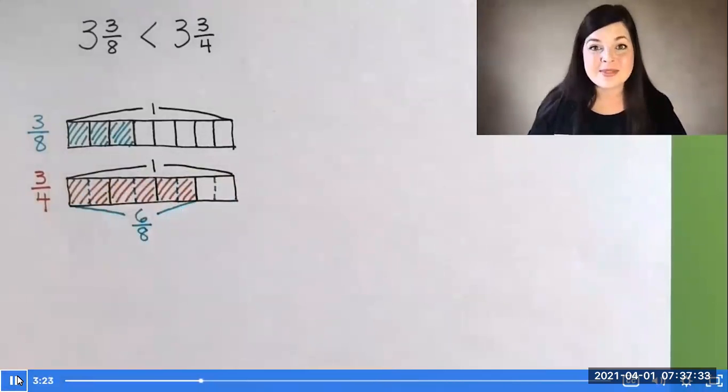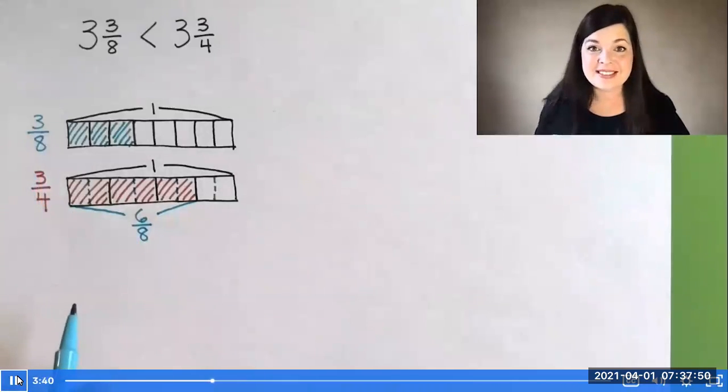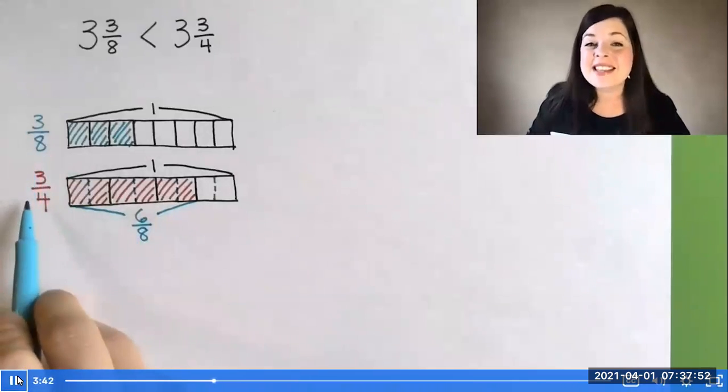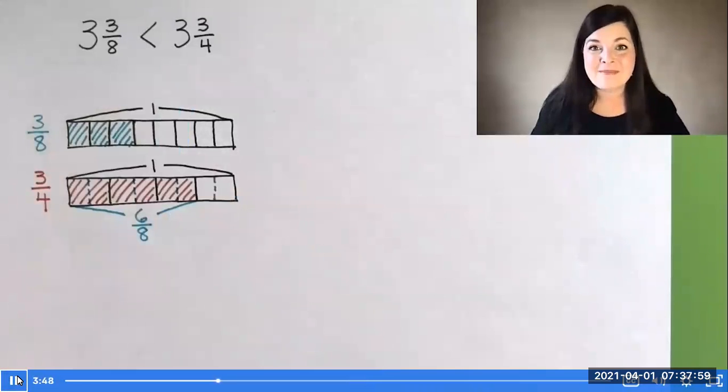Now that our units are the same size, we can just think about the number of selected units. So which fraction is greater? 6 is greater than 3, just like 6 apples is greater than 3 apples. So 6/8 is greater than 3/8. That tells us that 3/8 is less than 3/4. So again, 3 3/8 is less than 3 3/4. We verified our comparison using another method. Way to go.